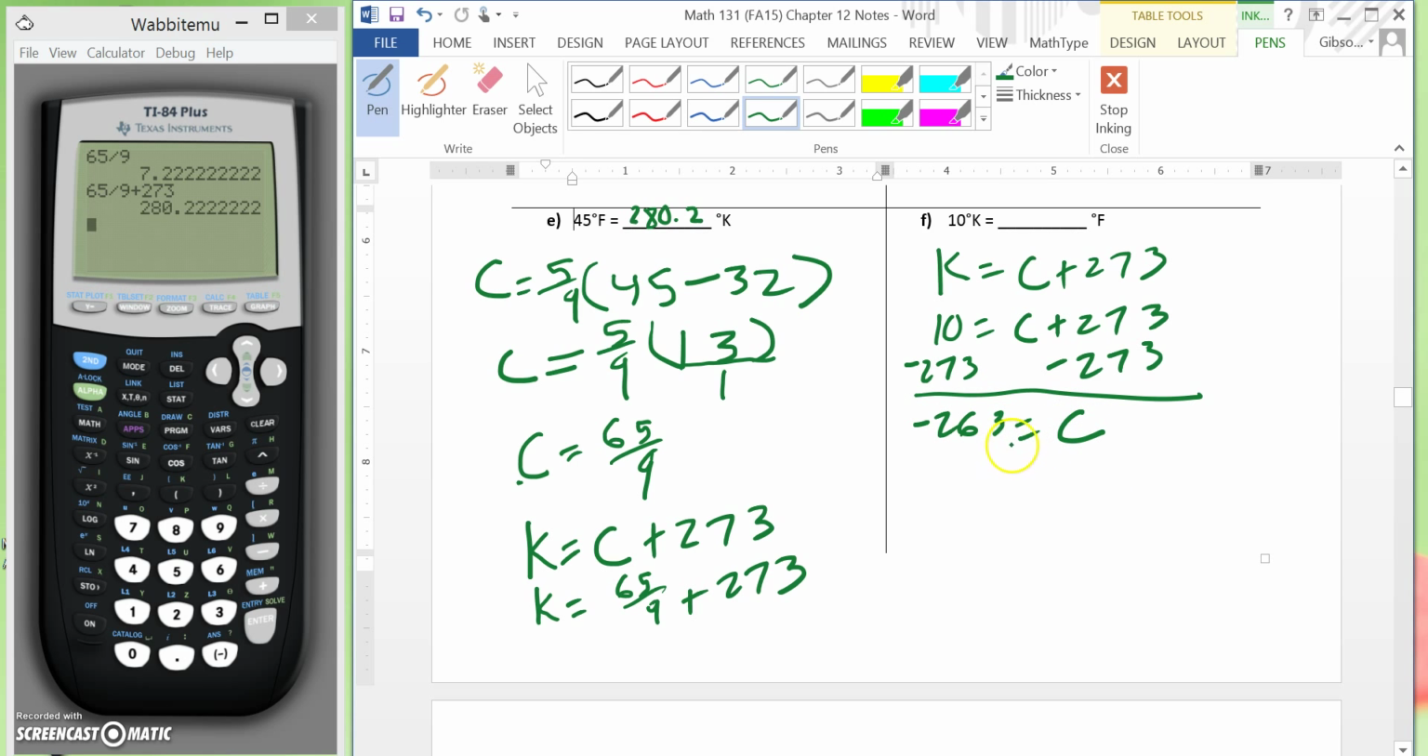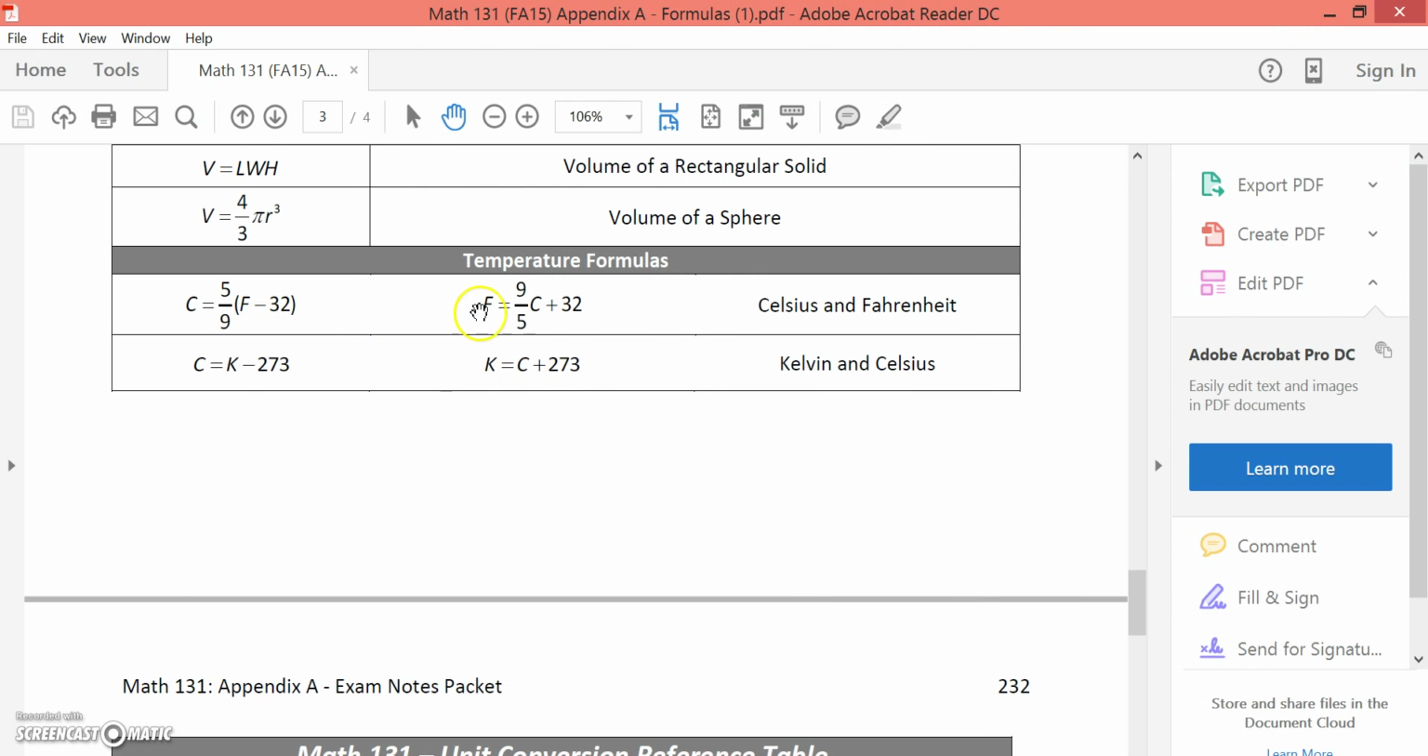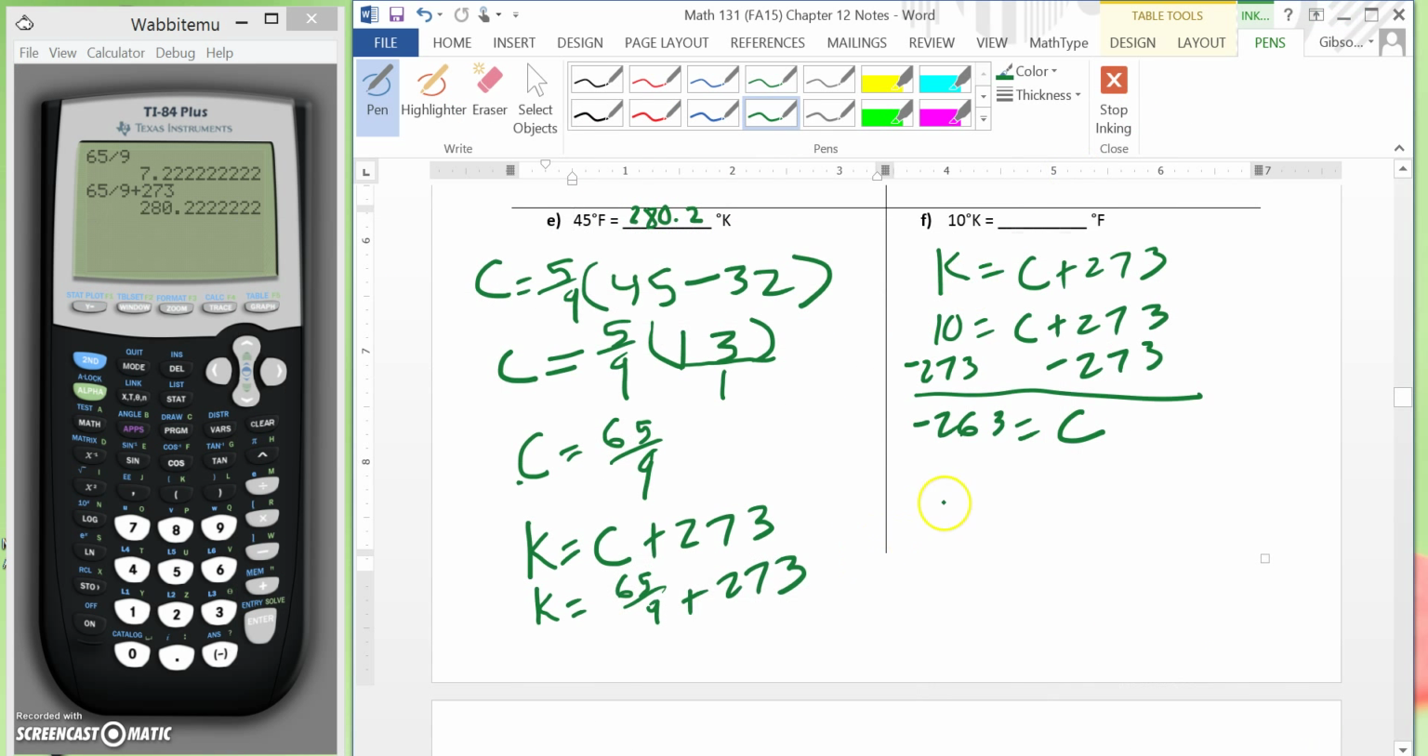Okay, so now what we need to do next is this here. We want to get Fahrenheit. So we will use the Fahrenheit formula, just like I had showed you all before on this sheet here. We can see here Fahrenheit is 9/5 Celsius plus 32. So we would take Fahrenheit is equal to 9/5 Celsius plus 32. So we would substitute in for Celsius. We had 9/5 times a negative 263 plus 32.